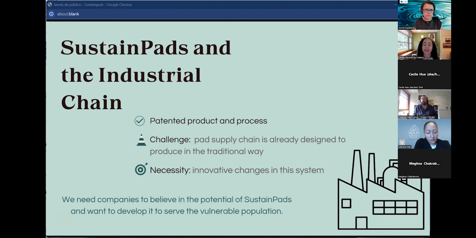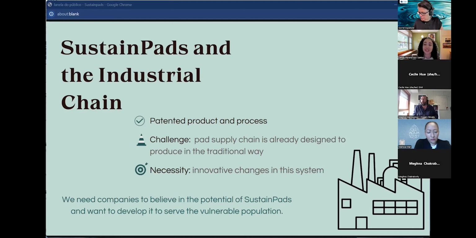We have even been sought by national and international companies to put our production into practice, but it has never advanced beyond conversations. One of the factors that we believe to be a great difficulty in producing sustainable pads on a large scale is the traditional belief of large companies that cotton, for example, is the best material, and the way pads are being produced right now is the best. So we understand that there will need to be a change in industrial production to attend to new and innovative technologies. However, the fact that the pad supply chain is already designed to produce in the traditional way makes it difficult to make innovative changes in the systems, since it's more advantageous for the industry to just stay the same.